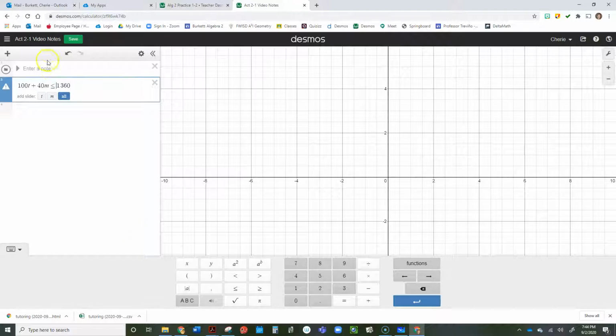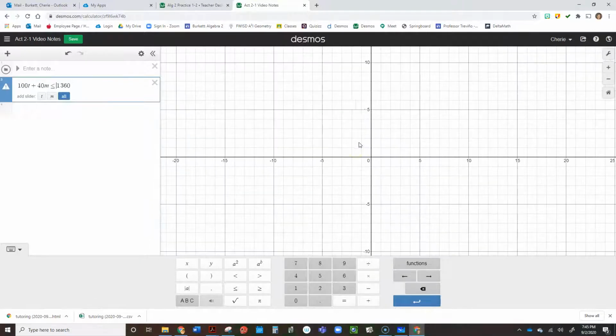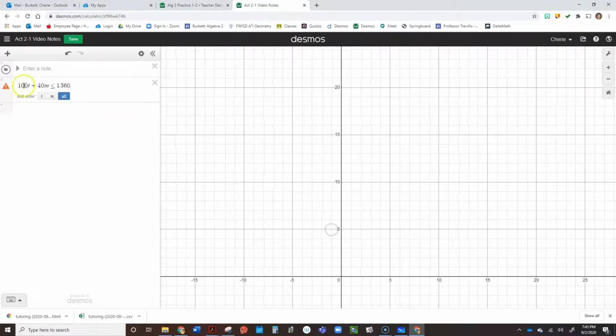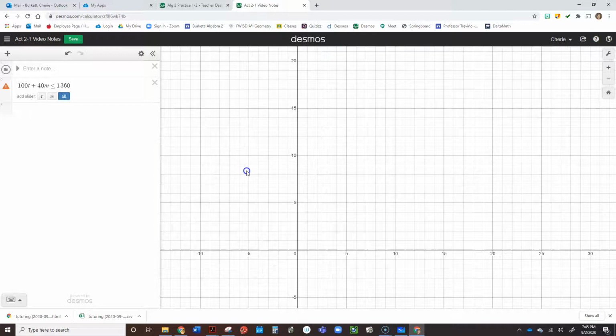Okay. So you put that in there and nothing happens. Even if you're not sure whether anything happened or not, you look around and the little warning symbol right there tells you that nothing's happening. The reason that nothing's happening is because since we're using T and M, it does not know which one goes on the x-axis and which one goes on the y-axis.